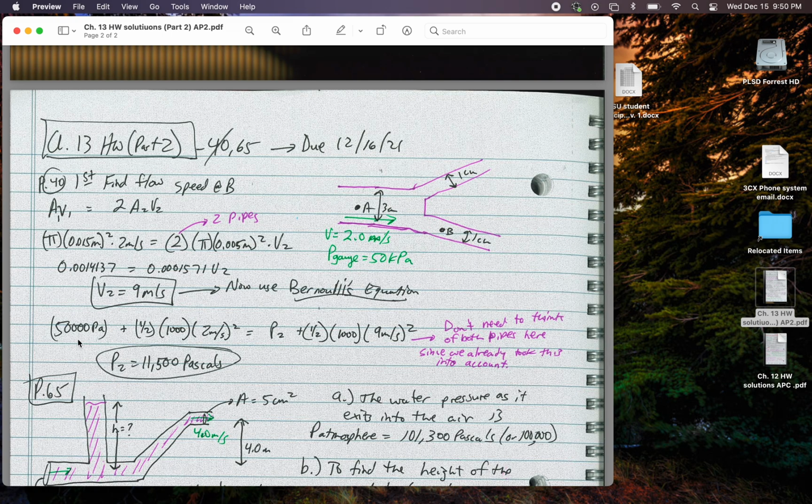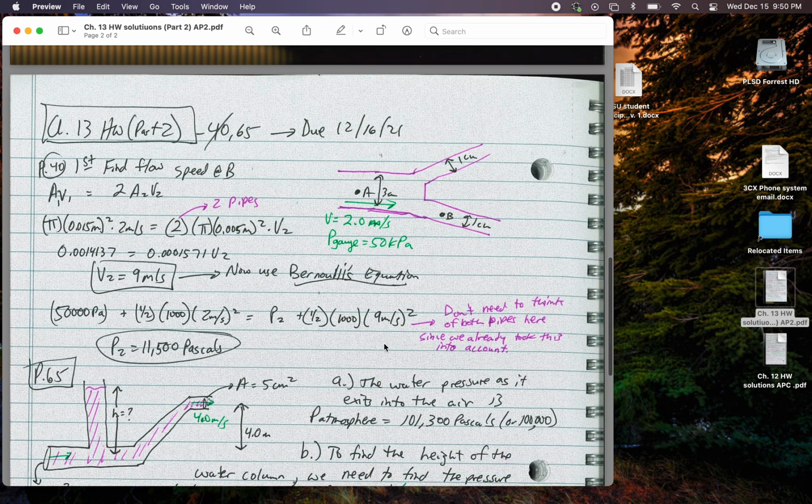So I've got the initial condition, which is, I should have written Bernoulli's theorem out better, P1 plus 1/2 density times the speed at the first place squared equals P2 plus 1/2 density times the speed at the second place squared. And that gives me 11,500 pascals. So the pressure again is much lower where it's going faster.